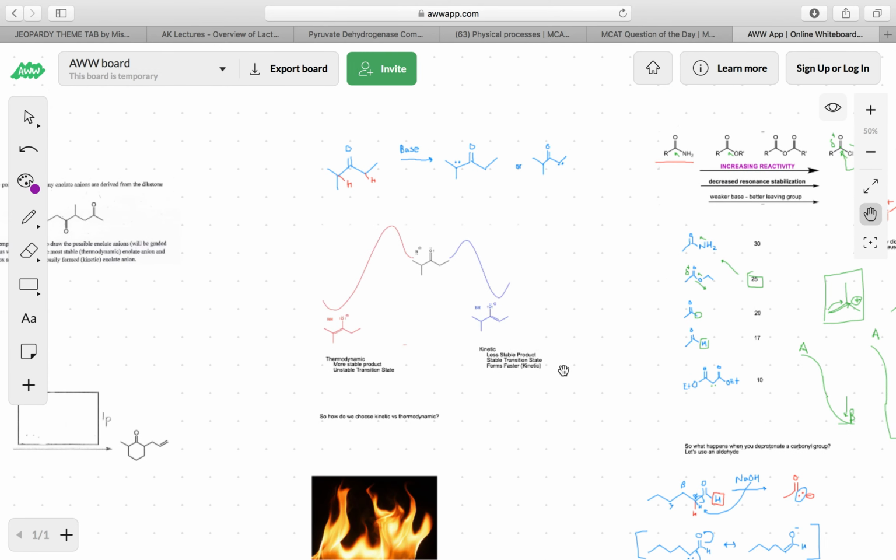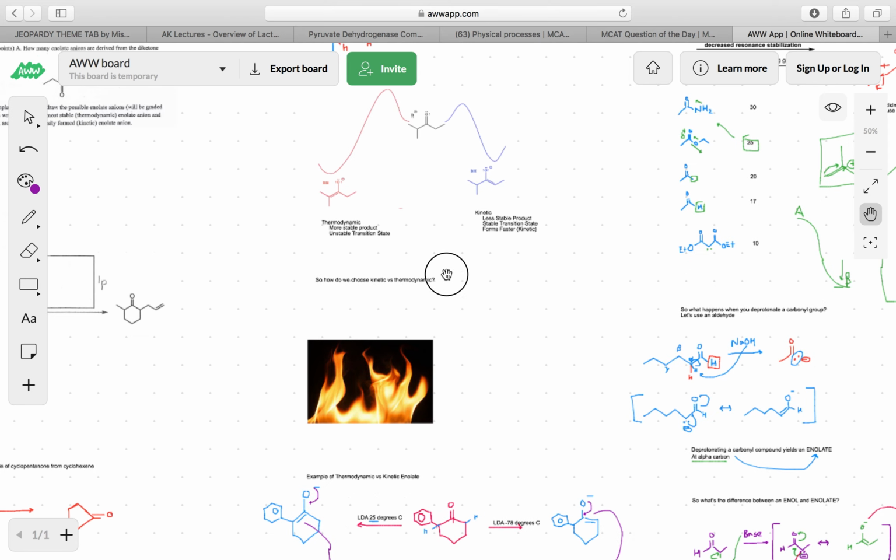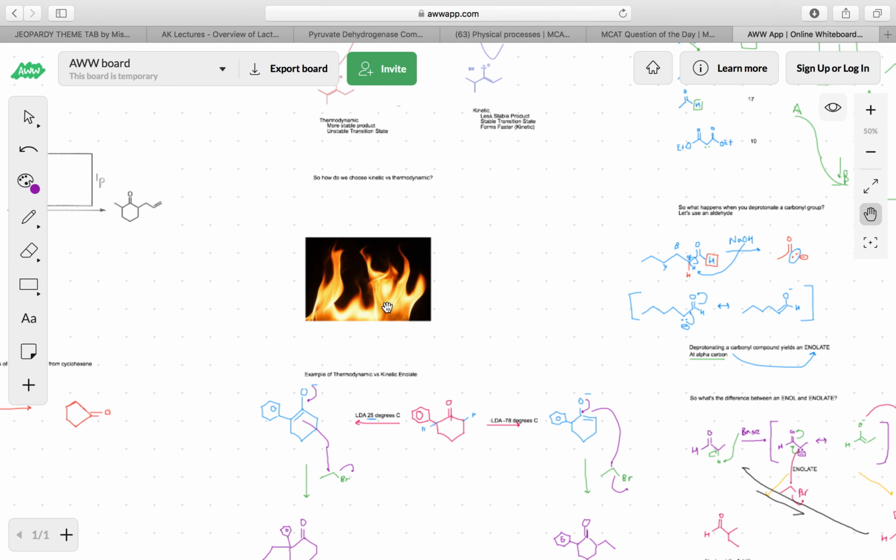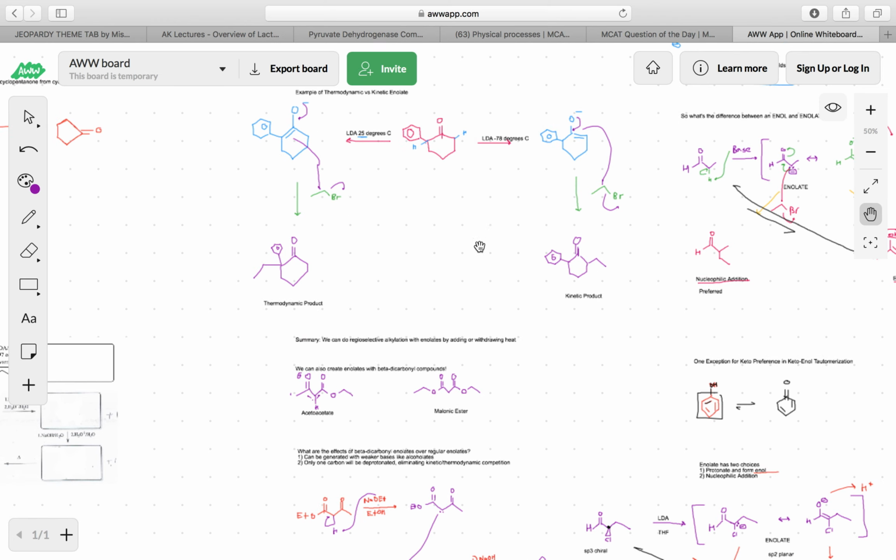So let's just review what we went over. We learned that if we have an asymmetrical ketone, we can form either a thermodynamic or kinetic product. We know our thermodynamic is more substituted, more stable. However, it has a higher transition state because it's harder to get in here under all this steric hindrance and abstract that proton. So to favor the thermodynamic, we need to add heat. We learned how that works over here.